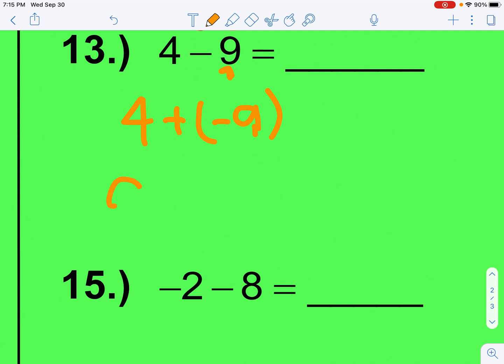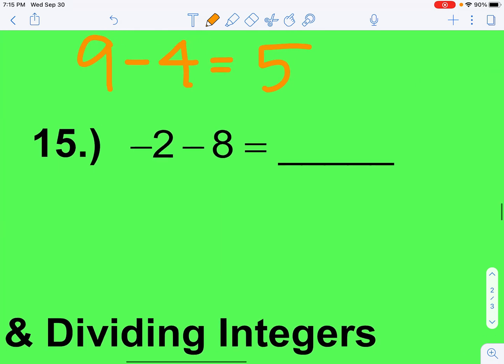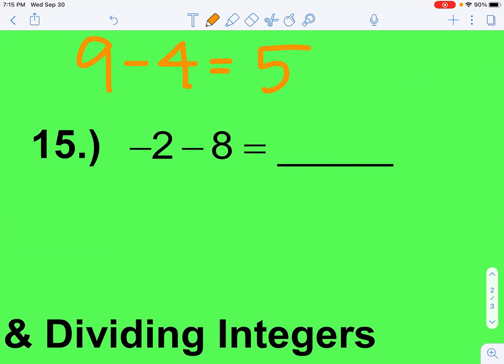Okay, so my signs are different, which tells me I am going to subtract my numbers. 9 minus 4 gives me 5. But my biggest number right here is a 9, and that 9 is negative. So my answer is -5. Alright, let's go to 15.